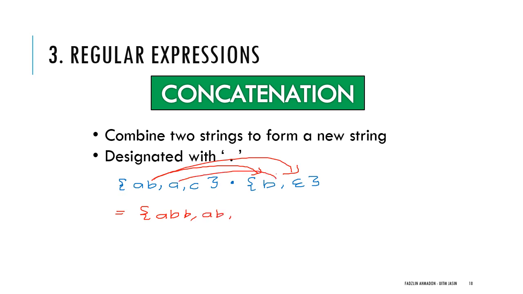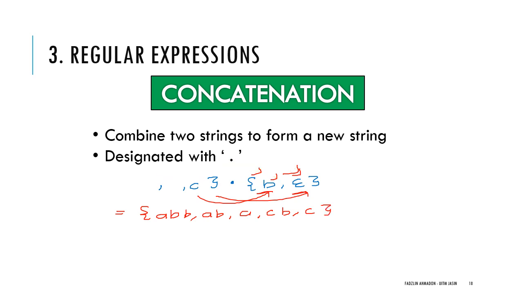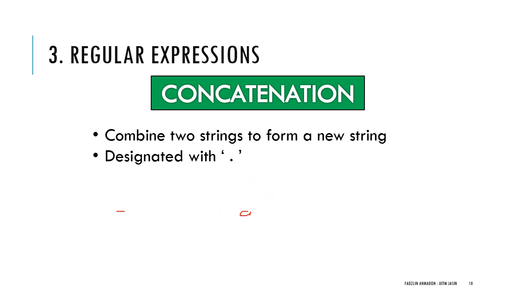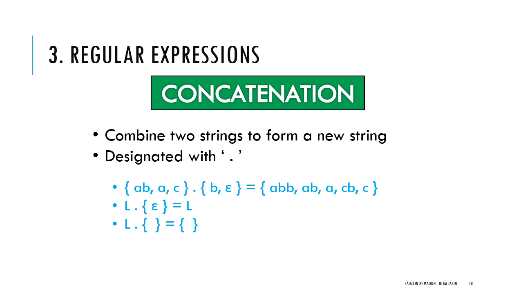Next, A with B, we get AB, but since AB is already inside our set, we skip it. Okay, A with epsilon, we get A. And then C with B, we get CB. And C with epsilon, we get C. So this is the result of a concatenation operation. Okay, so that was the first example. Next, if we concatenate a language with a set with an epsilon inside of it, we get the language itself. However, if we concatenate a language with an empty set, we get an empty set.